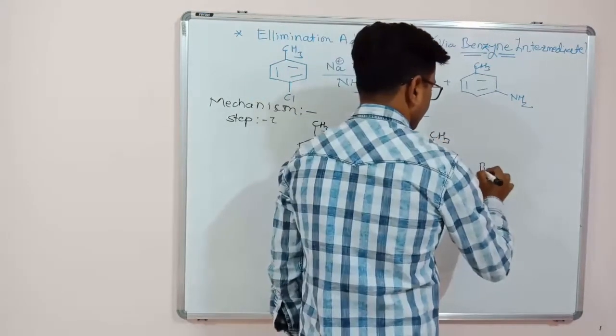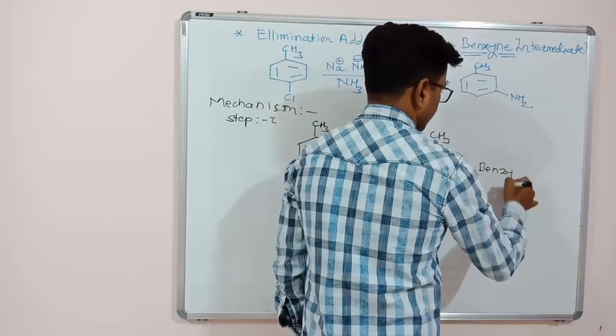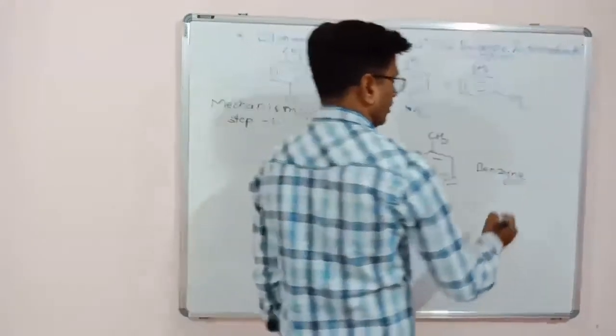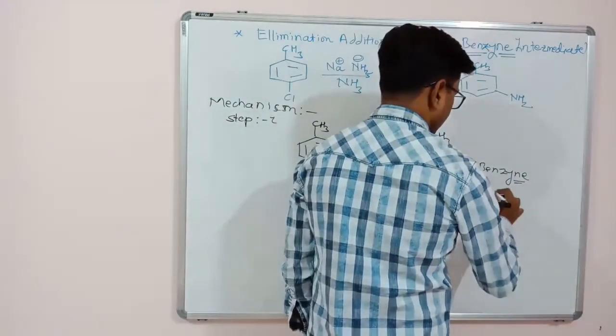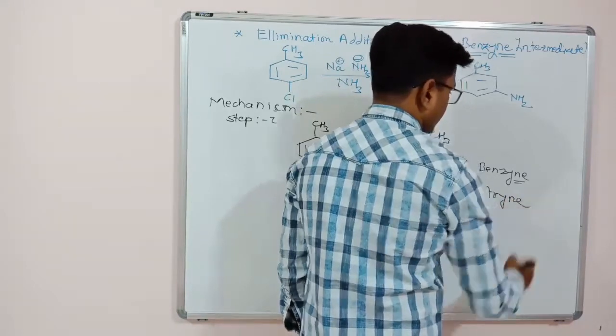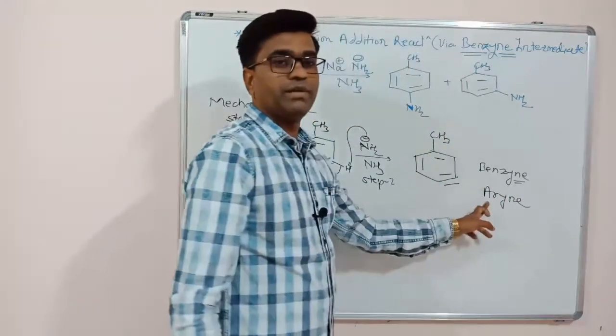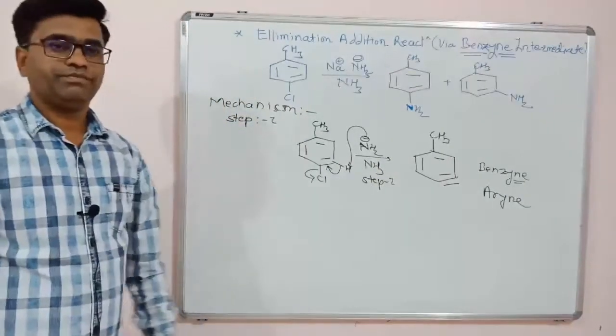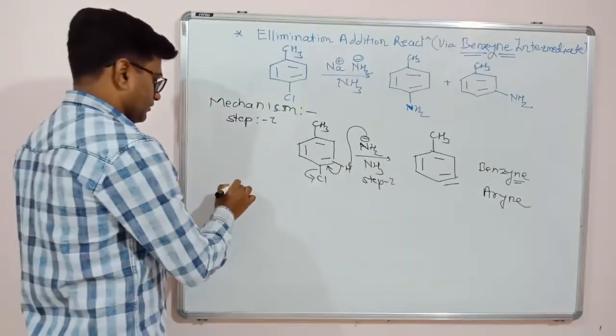So this intermediate is called benzyne. Yne means triple bond, or you can say aryne, again yne, triple bond with aromatic rings. So benzyne or aryne, this intermediate we will get. Step second.